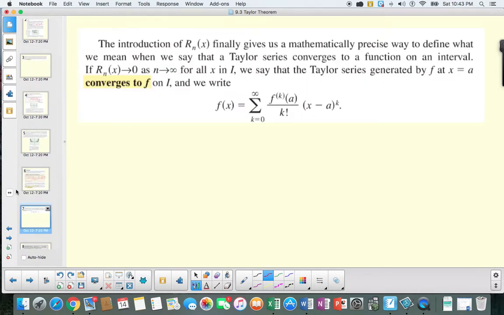All right, and this remainder is a way to describe convergence for the series. So if the remainder goes to 0 as n goes to infinity, we say the Taylor series generated by the function f converges to f. So here's a way to say, yes, this series does match the function.